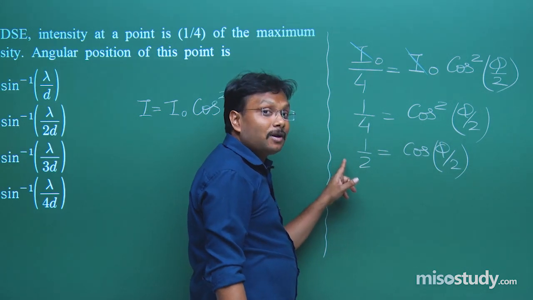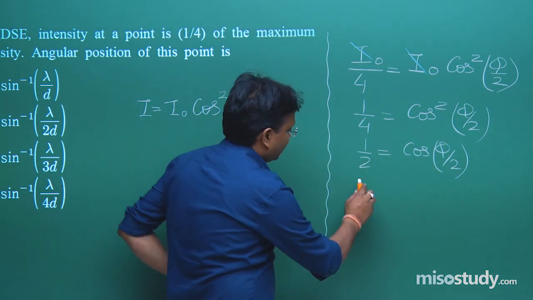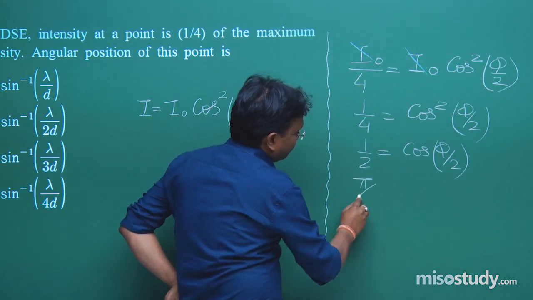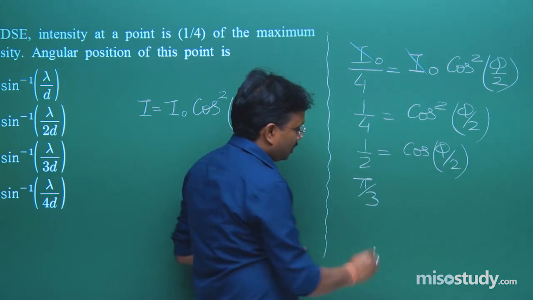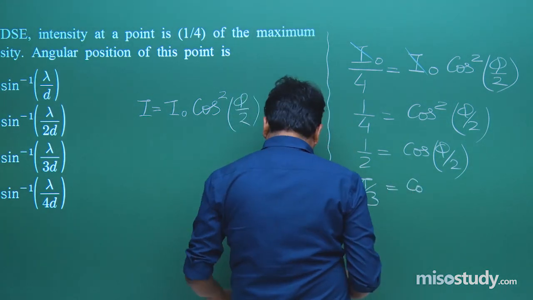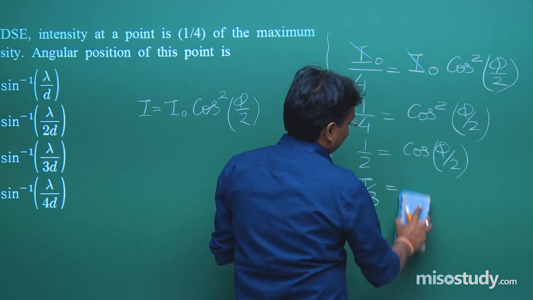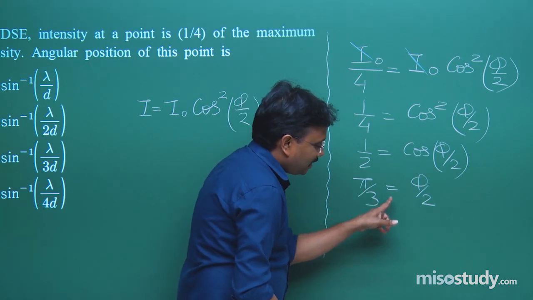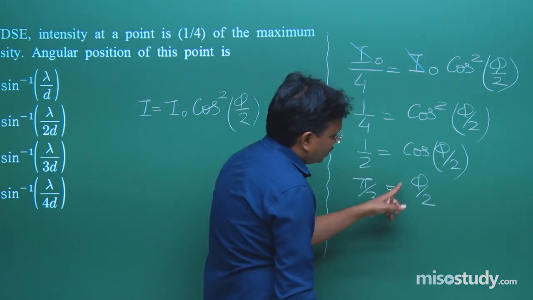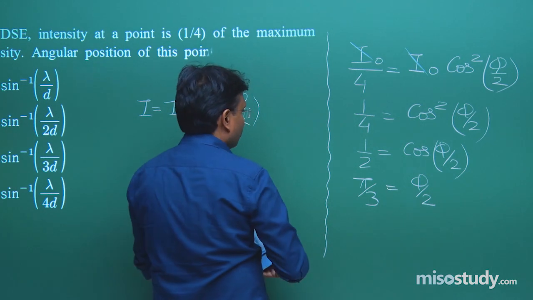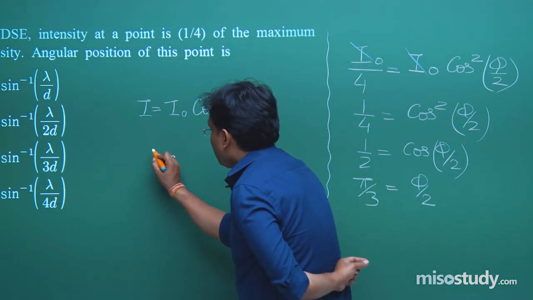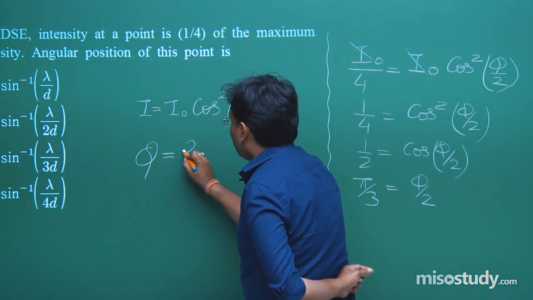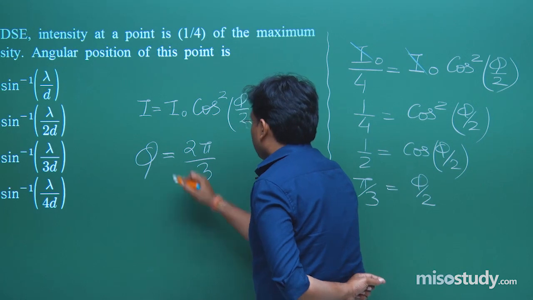Also I can write it down 1 by 2 means what? Pi by 6, that is cos 60 or pi by 3, is equal to... why write it down like this? No need to write it down, directly write phi by 2. So phi is equal to 2 pi by 3, okay? Phi is equal to 2 pi by 3. Let me mention it over here. Phi is equal to 2 pi by 3, fine.